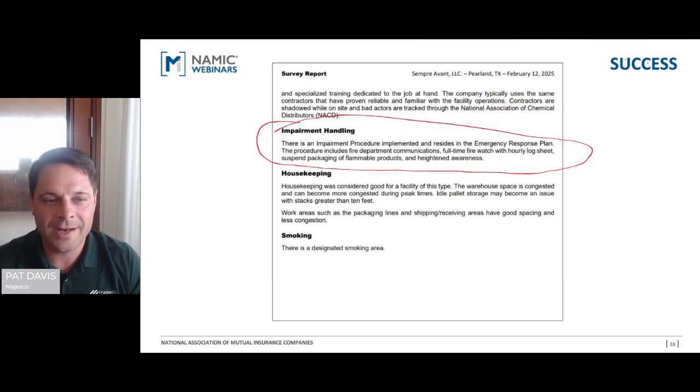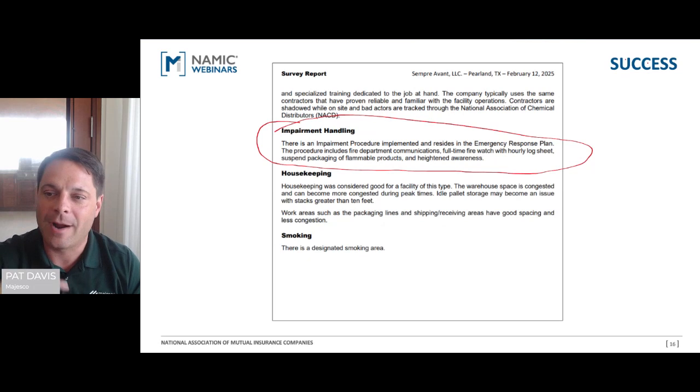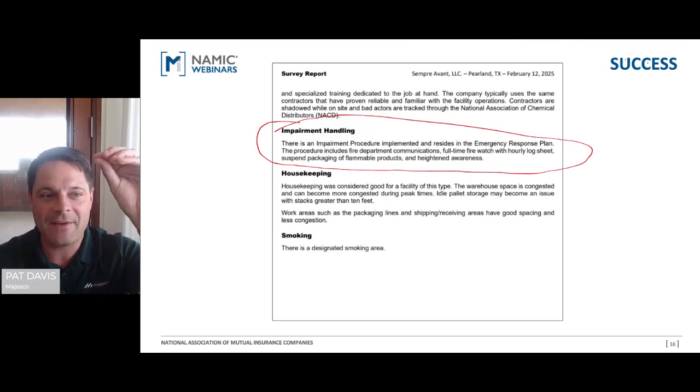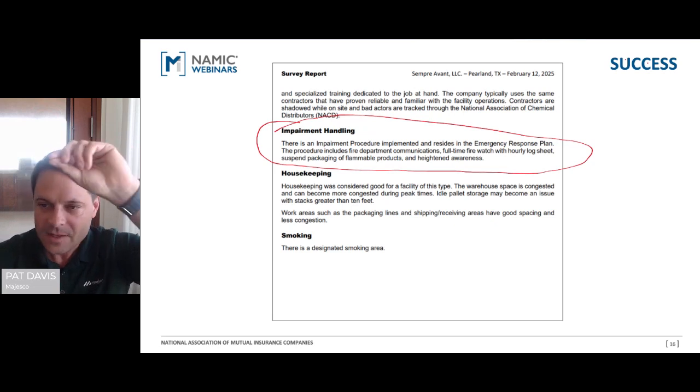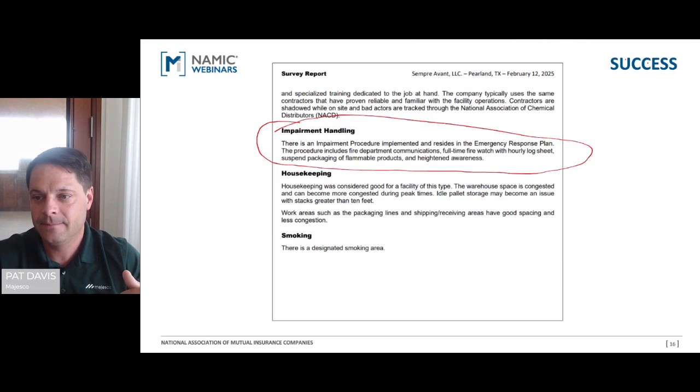So the items for fire department communications, fire watch, and log sheets were part of the underwriting guidelines that we provided in that prompt, which allowed it to read in that loss control survey and then make a determination, not based on whether it had an impairment program, maybe yes or no. It actually took all the different parts of the document and then made a determination whether the impairment program in this document matched my underwriting guidelines.